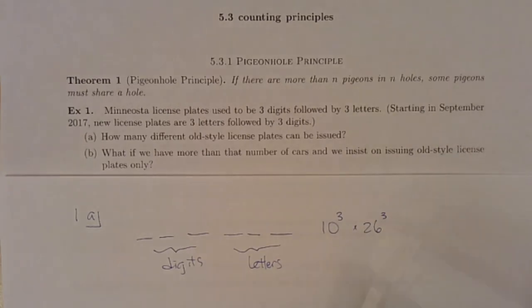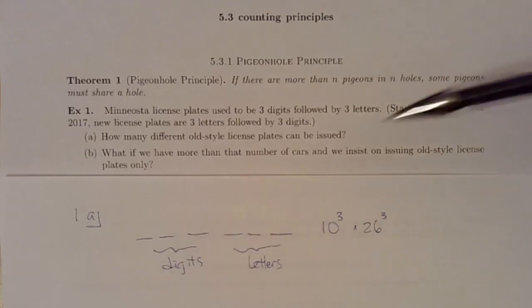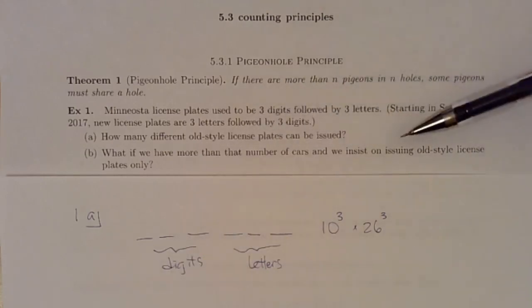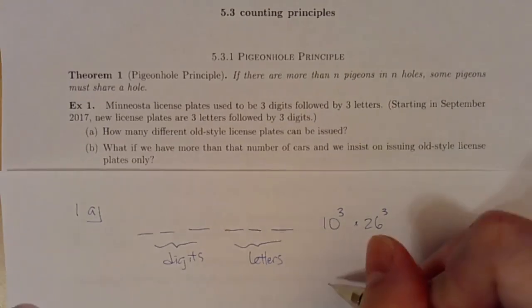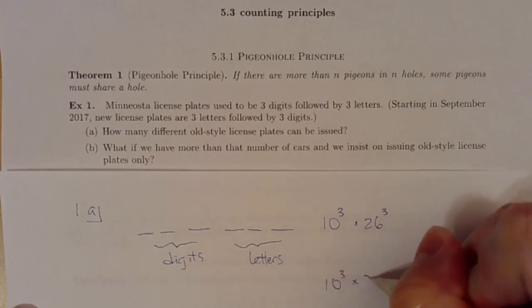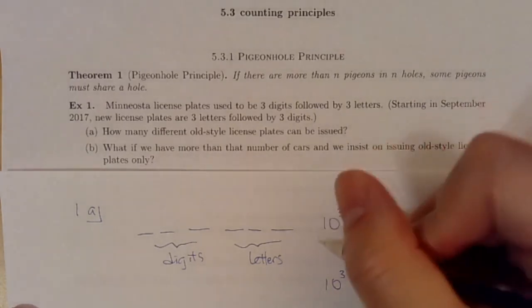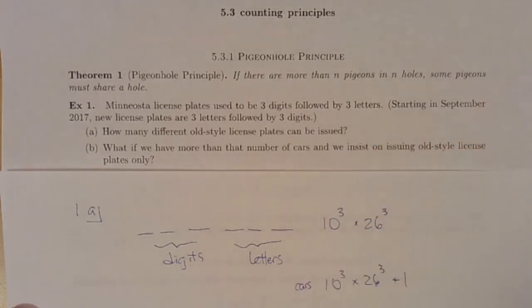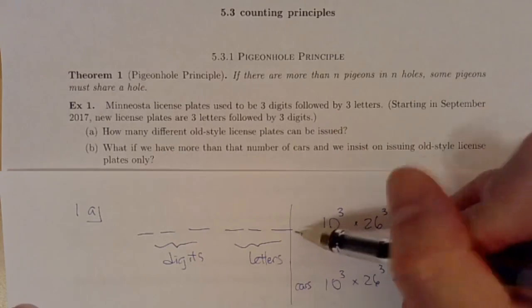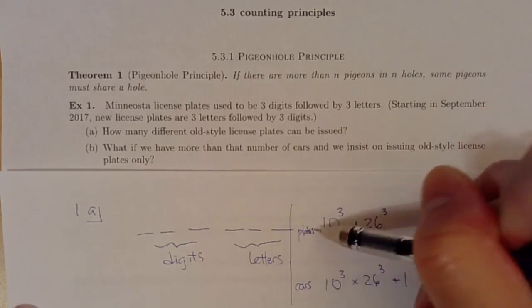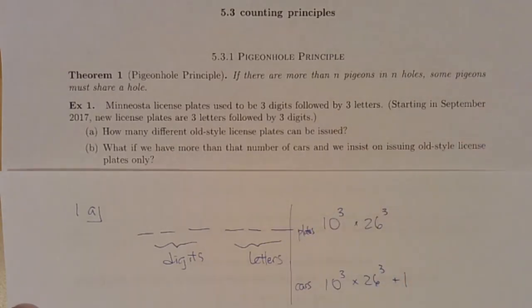And part B says, what if we have more than that number of cars and we insist on issuing old style license plates only? Let's pretend that we have 10 cubed times 26 cubed plus 1 cars. And then these are the plates. Common sense will tell you that, well, you have too many cars, you cannot issue them different plates.